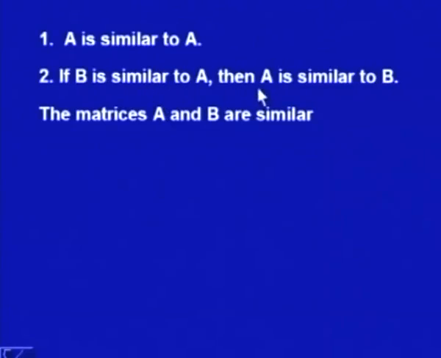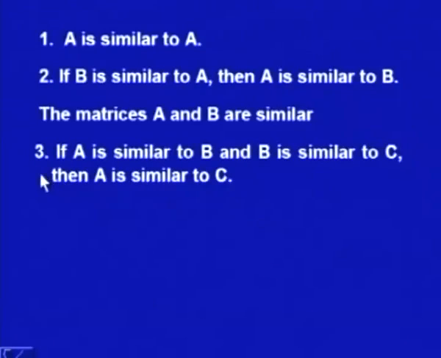and on the basis of this one can say the matrices A and B are similar. You don't have to say B is similar to A or A is similar to B, we can simply say that the matrices A and B are similar. Thirdly, if A is similar to B and B is similar to a third matrix C, then A is similar to C. Now one can see that the first property is the reflexive property, second is symmetric, and third is transitive, and on this basis one can say that the relationship, A is similar to B, is an equivalence relation.